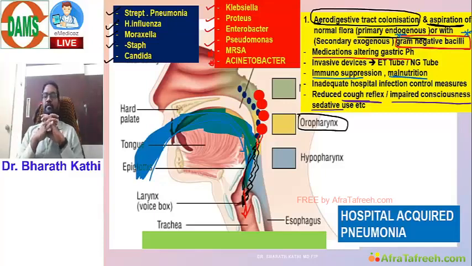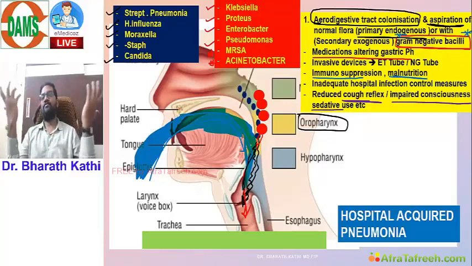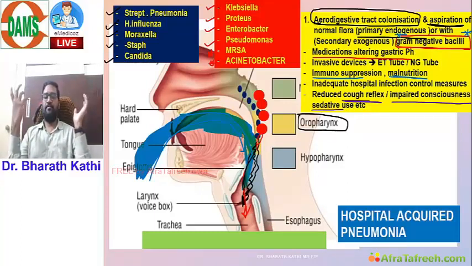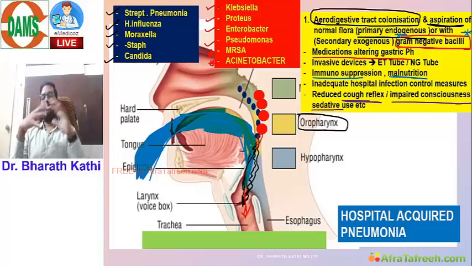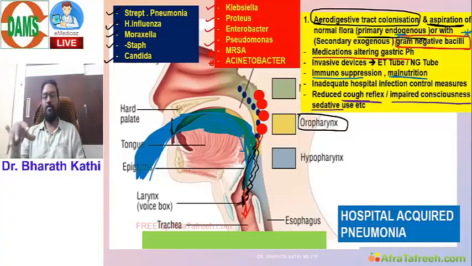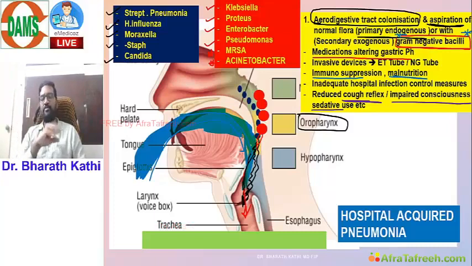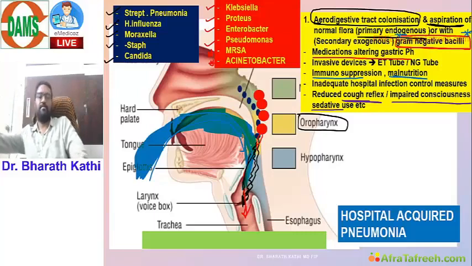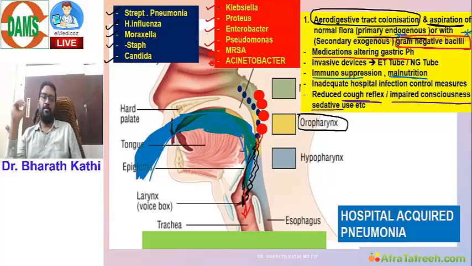So what is the reason for gram-negative bacilli to colonize the aerodigestive tract? First thing, because of excess medications which will alter the gastric pH, there can be organisms growing in your digestive tract, which can come into the oropharynx. From the oropharynx, organisms can get aspirated into your lung. And invasive devices such as endotracheal tube, nasogastric tube can directly bring the organisms into the oropharynx. Because of the patient's immunosuppression and malnutrition, gram-negative bacilli can easily grow. And inadequate hospital infection control measures.